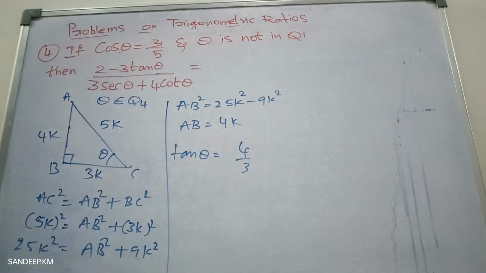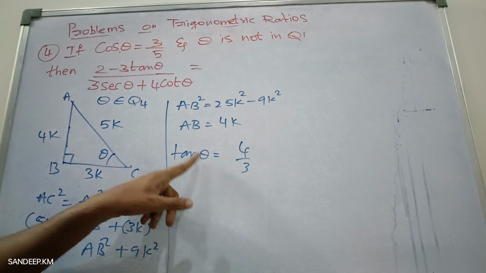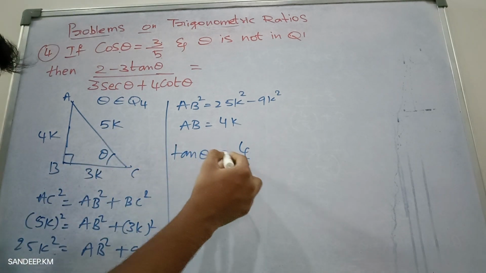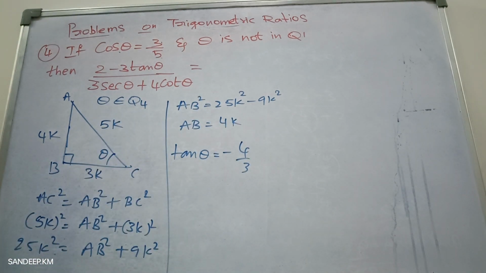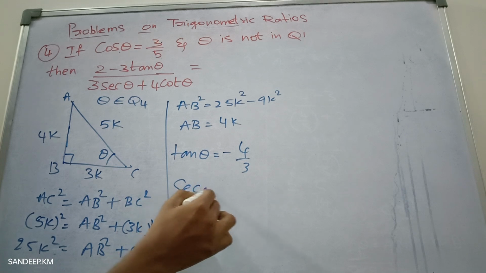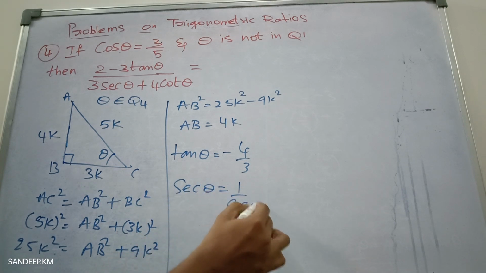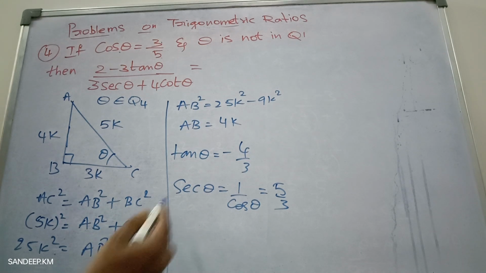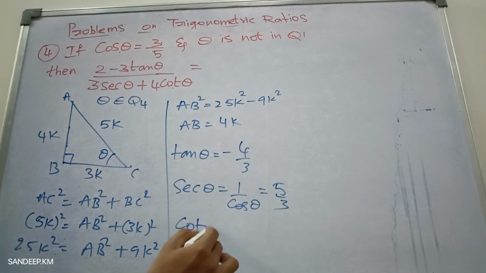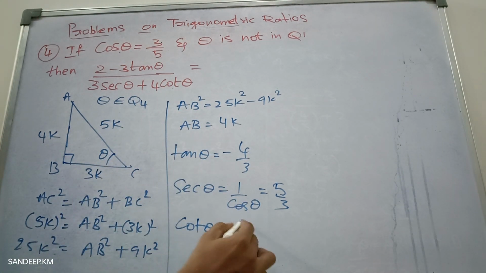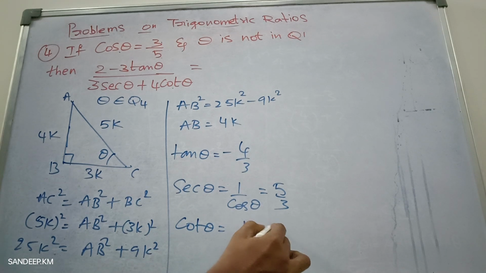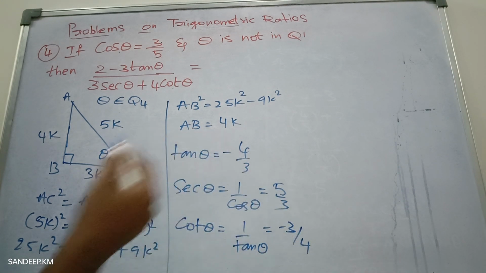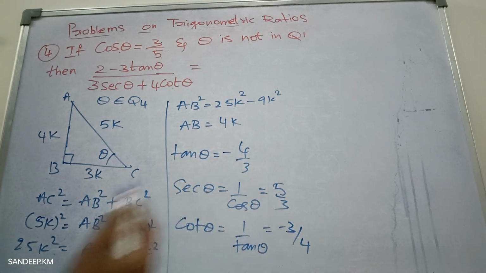Now come back to this. If theta is in fourth quadrant, then tan theta must be negative. So you should take minus 4 by 3. Next, sec theta is reciprocal of cos theta. Very simple. Reciprocal of cos theta is 5 by 3. And cot theta is reciprocal of tan theta, so I will take minus 3 by 4, the reciprocal of minus 4 by 3.